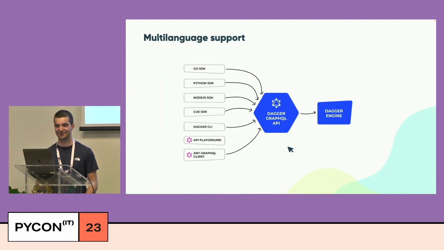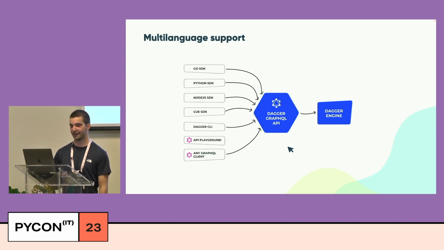This is the multi-language support. As I said, you can use any SDK you want. You can even use the GraphQL API playground to interact with it, and you can use any GraphQL client. You can write it in Bash, in C, or in any language you want. The GraphQL API is exposed by the Dagger engine.